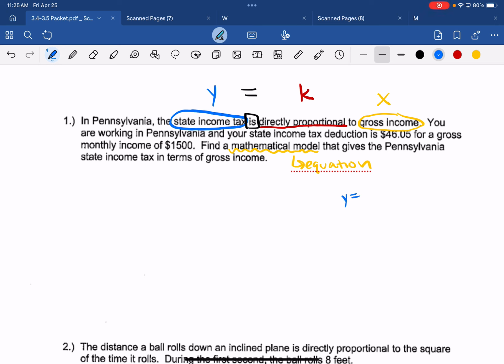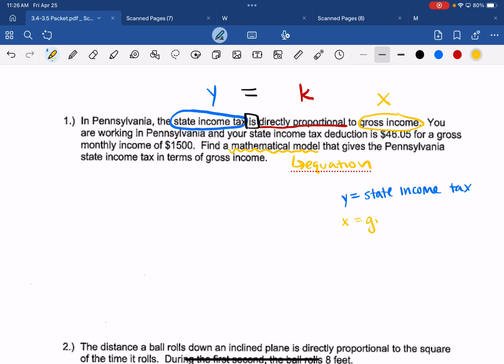Is this something to look for on the test? Mm-hmm. If you see anything saying directly proportional, you know this is the kind of problem you're looking at. Any of those wordings that we wrote down in the last one. So y is talking about state income tax.